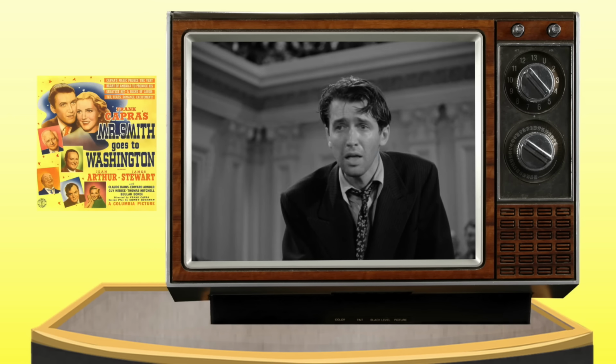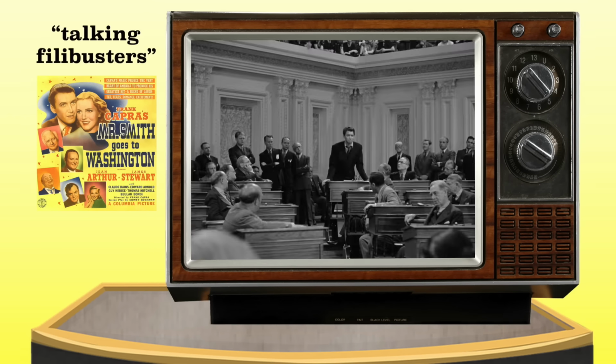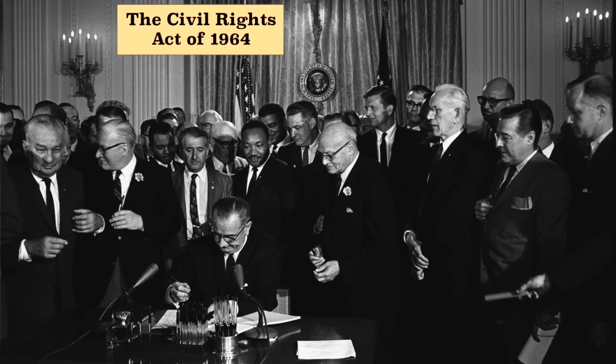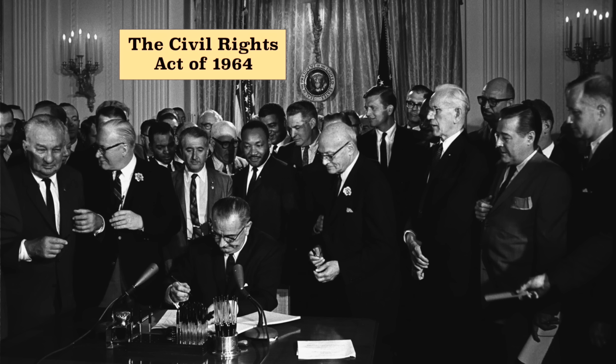Needless to say, after Mr. Smith Goes to Washington, these, quote, talking filibusters became more common. In 1964, Democratic senators did a talking filibuster for 75 hours to block a vote on another civil rights bill, the more famous bill that became the Civil Rights Act of 1964.